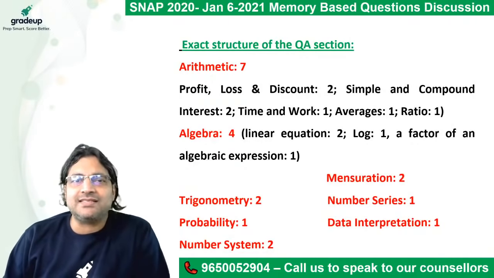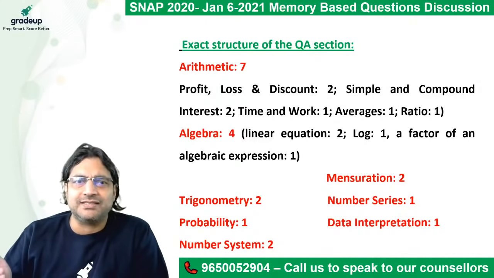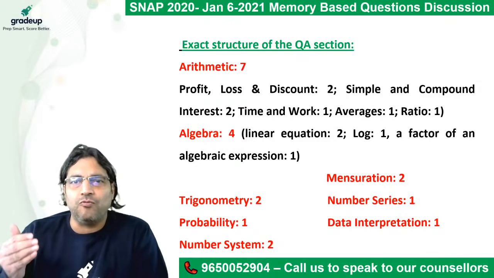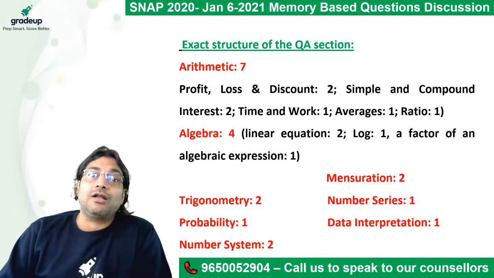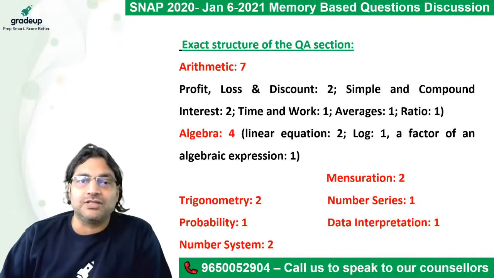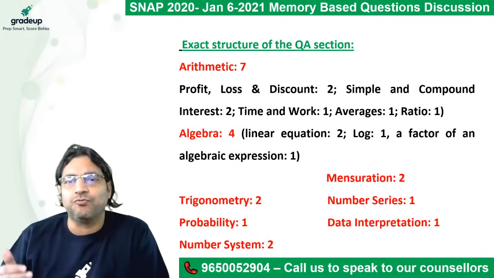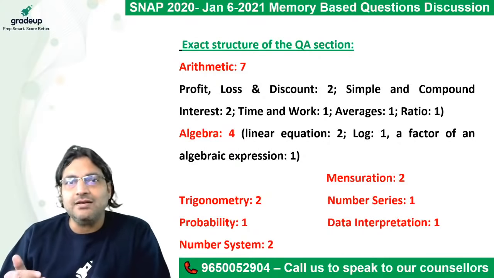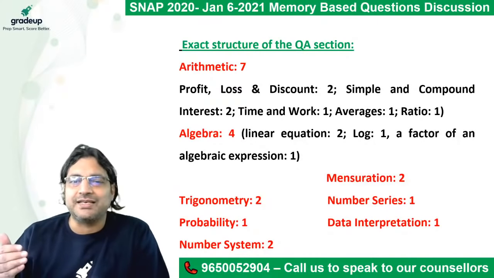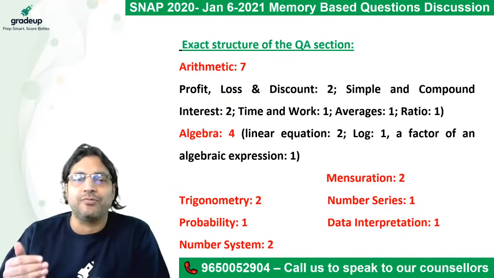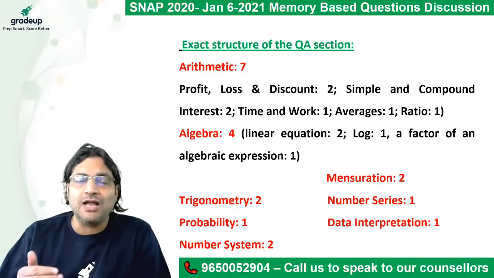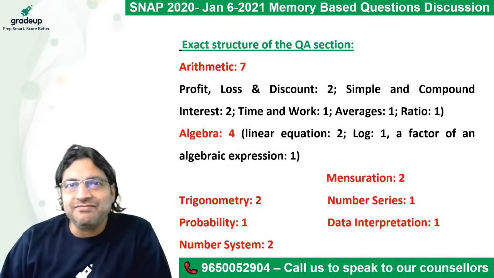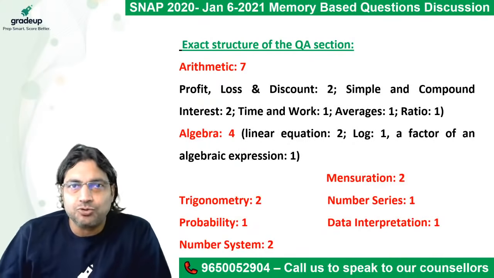You had as many as 7 questions on arithmetic. Profit, loss and discount 2 questions, simple compound interest 2, time and work 1, averages 1, ratio 1. On algebra, you had as many as 4. There were 2 questions on linear equations, 1 on log, factor of an algebraic expression 1. Then you had 2 questions from mensuration, number series 1 question, data interpretation 1, trigonometry 2, probability 1, and number system 2. Many people believe that probability is part of algebra, so do I.